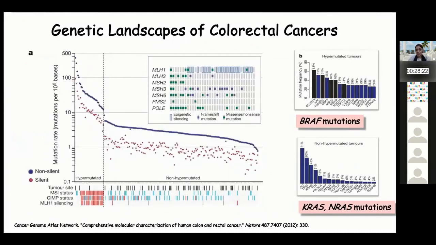Now, in patients with colorectal cancer specifically, because that is the theme of our topic today, you can see that a good proportion of these patients actually have hypermutated tumors, making them eligible for immunotherapy. And the non-hypermutated tumors also have various mutations that can also make them eligible for a plethora of different therapeutic agents, which we will talk about later on.